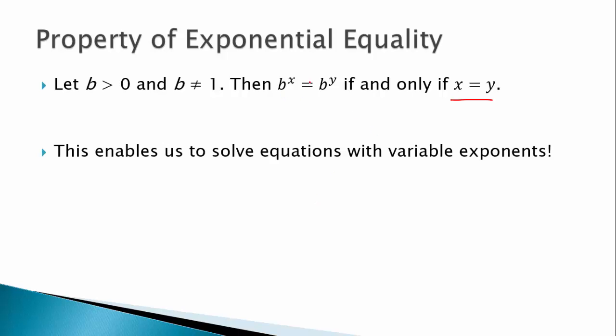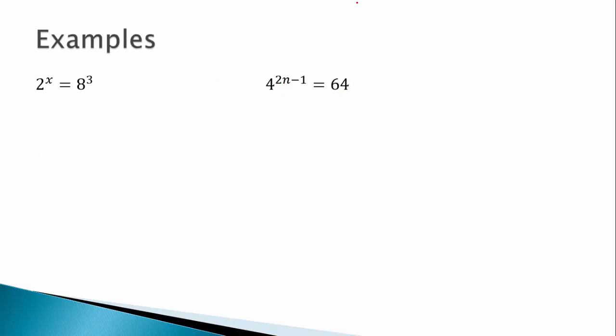Essentially, what we're going to do is we're going to get like bases on both sides of an equation and then just focus on the powers themselves. So let's look at some examples of that. So the first one we have is 2 to the x equals 8 cubed. So see what I mean now? The variable x we're trying to solve for is in a power. It is not a coefficient. It is not a constant. It is a power of 2.